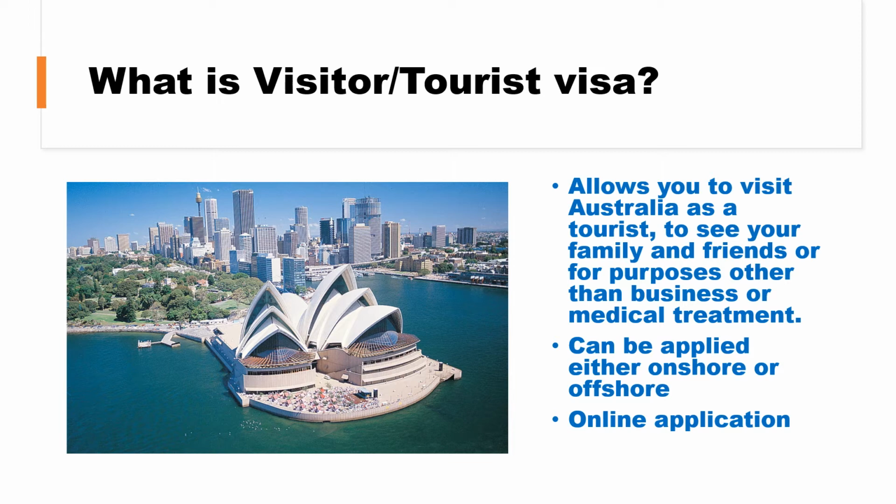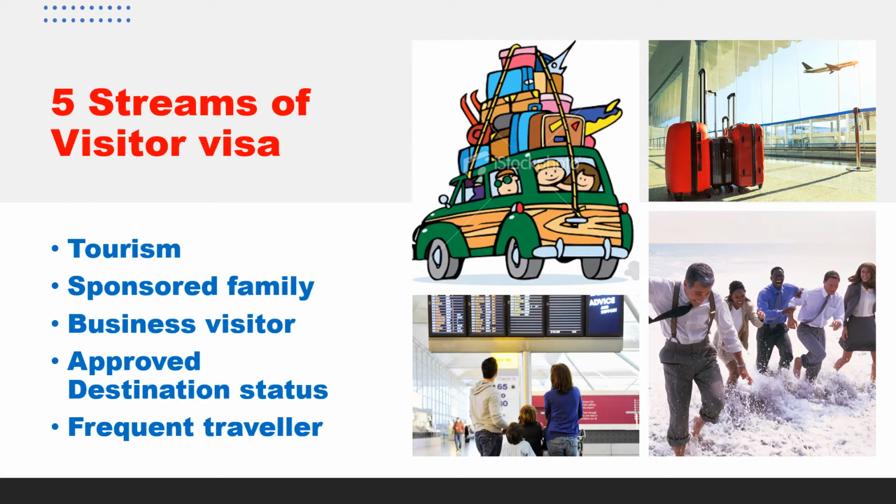However, if you wish to maximize the chance of success, you can engage an immigration lawyer or a registered migration agent to assist your visa application. There are 5 streams of visitor visa, but I will focus on the topic of the tourism stream and sponsored family stream. The other streams are for citizens of the Republic of China. When you apply for visitor visa, be mindful which stream you select.